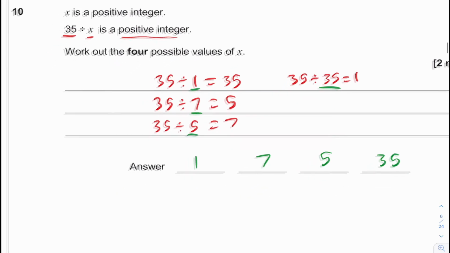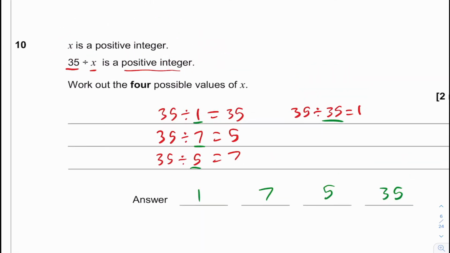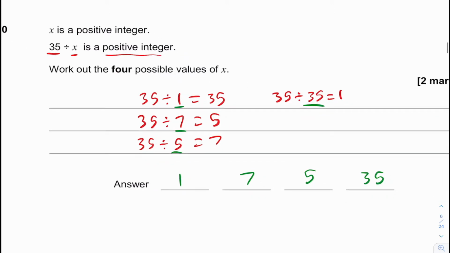Might sound like a bit of a confusing question, the way they've described it, positive integers divided by x and so on, but all we've got to do basically is find out what numbers we can divide 35 by to leave us with whole numbers, and yeah, the answers are 1, 7, 5 and 35.